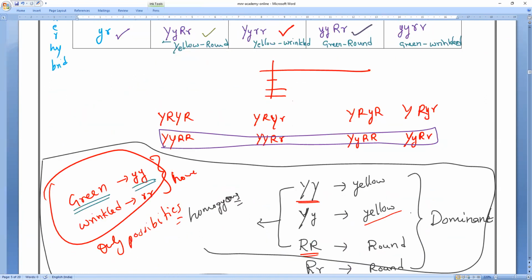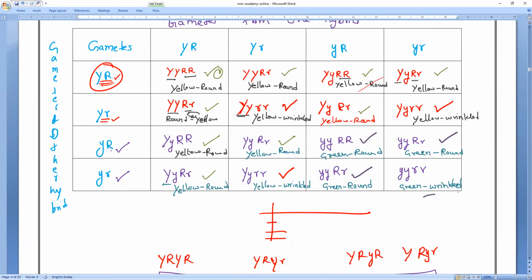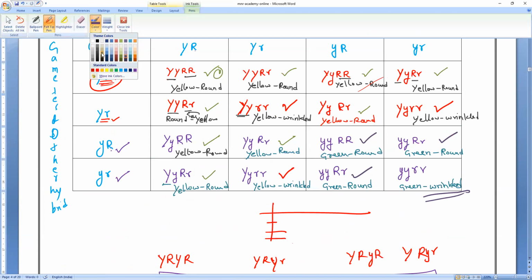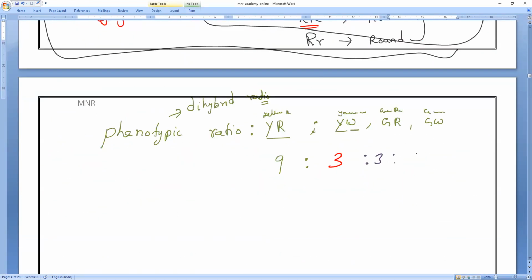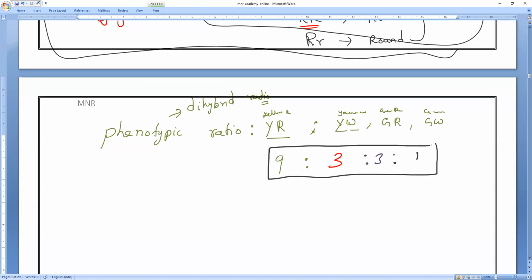Last one, green and wrinkled. Green and wrinkled, only 1. So only 1 is coming. So what do we call this, everyone? Phenotypic dihybrid ratio. Do you understand, everyone?